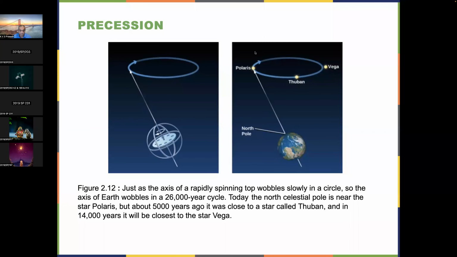And now, as you can see in the text here, even though we say that our North Star is now Polaris, which is near the North Pole, around 5,000 years ago it was close to this star called Thuban, right here. And 12,000 or 14,000 years from now, our reference star will not be Polaris, it will be Vega. So Vega will be our pointing star at that time. So like that, it keeps changing, right?